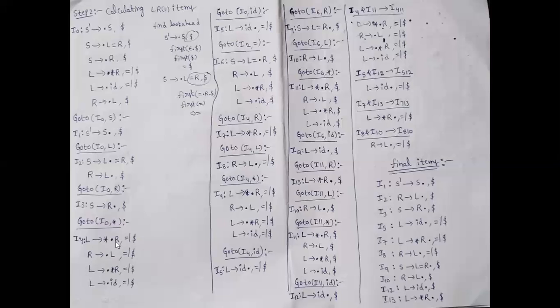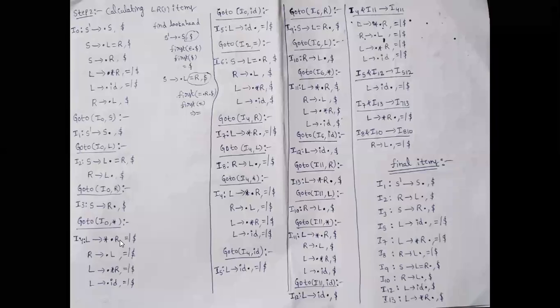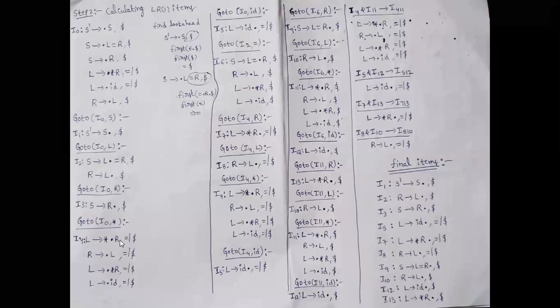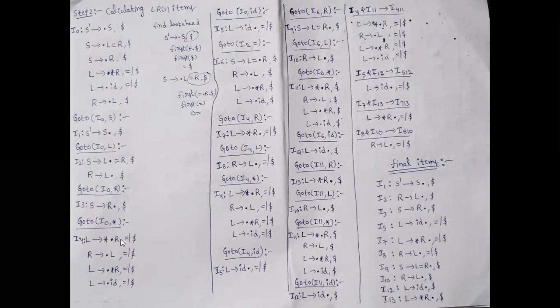Then after R, is there any terminal or non-terminal? There is no terminal and no non-terminal. Then the lookahead equal to R dollar carries over, so this one becomes equal to R dollar. Then we add the lookahead for this one, equal to R dollar. Then we consider this production. After the dot we have capital L, so we need to add the productions of capital L.